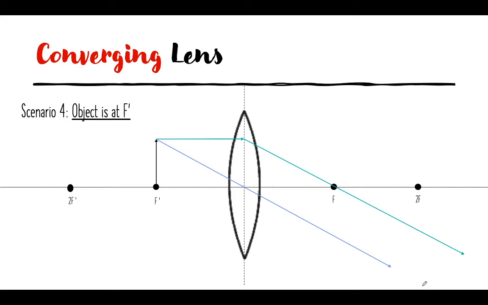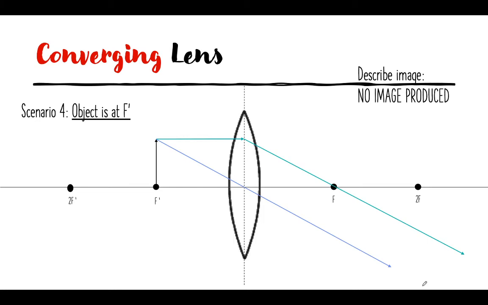Now, something that you'll notice in this scenario is that if you draw these lines exactly correctly, they are going to be parallel. And what happens if they're parallel is that they're never going to meet. So if the lines don't meet, an image can't be formed. And that's what happens in this scenario. Because those two light rays will never meet, no image is produced.